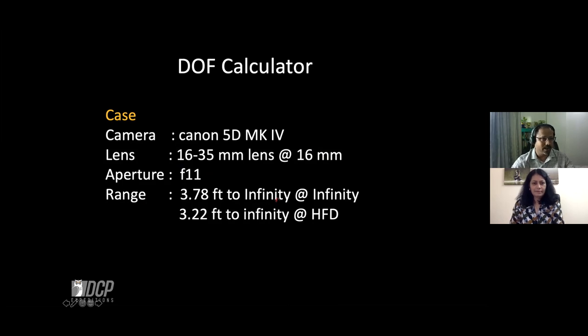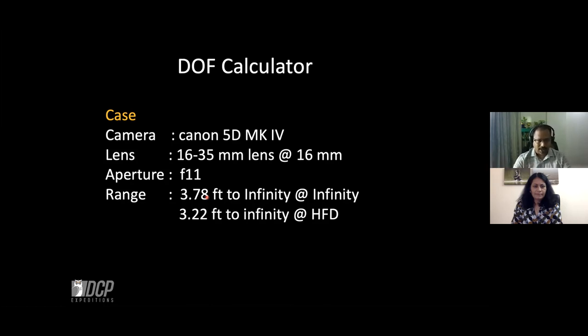the range I got, if I keep on infinity, that 8 mark, if I keep my lens from 3.78 feet to infinity, when I say infinity is endless, everything will be in that sharpness zone. But when I select another meter called hyperfocal distance, which just calculates that distance and you focus just behind that subject, from 3.22 feet, which is a slightly bigger zone compared to this, but if you relatively compare, there is not much difference.